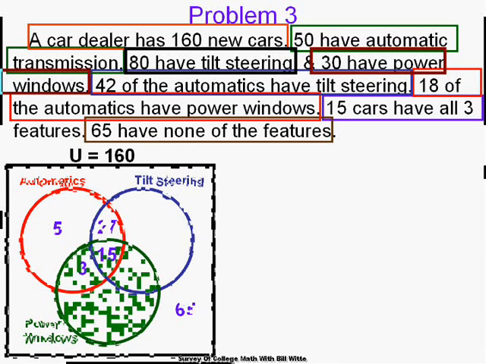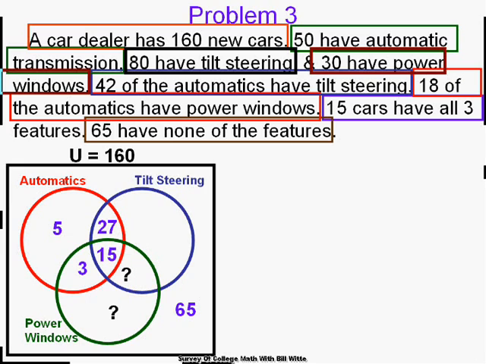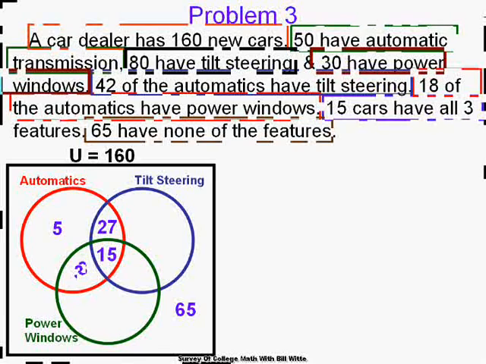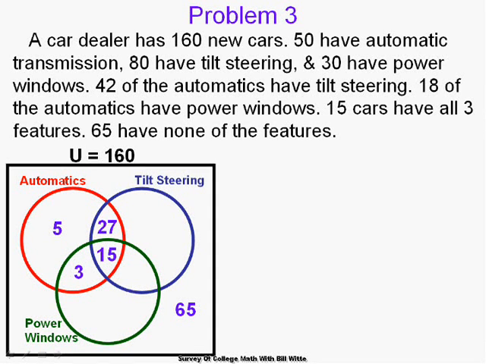30 have power windows. Here again, I have to break it up. And I don't know how to break up the 30. Whenever you don't know how to break up something, remember what we did? To use the inclusion-exclusion principle, I would have to have the union of 2 things. I don't know the union of tilt steering and power windows. And I don't know the union of anything, really. So I'm not going to be able to use that.